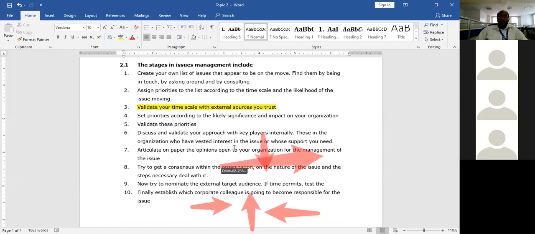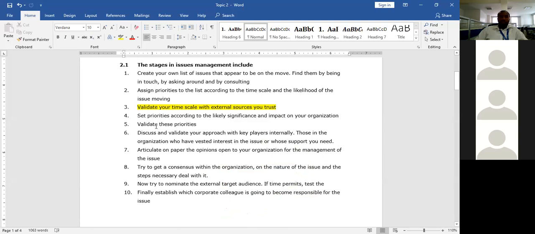You validate your time scale with them. Kuna mtu anatuchezea hapa kwa screen. This person is not learning, is busy doing what? Exploring Zoom. Sio ufanye ukiwa peke yako, mkiwa na rafiki yako.